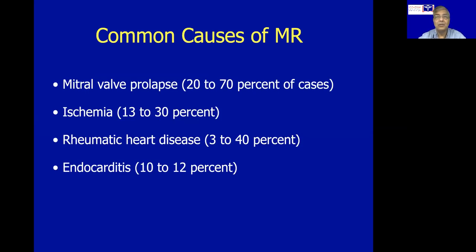What are the common causes? The common causes are mitral valve prolapse, which is seen in 20 to 70% of cases, ischemia in 30% of cases, rheumatic heart disease in 3 to 40% of cases, and endocarditis in 10 to 12% of cases. If you see this wide variation in rheumatic heart disease, this is because it varies from whether you are from the developed world or from the developing world. So the percentages are varying because of that. The developed world has a very low incidence of rheumatic heart disease, and a higher incidence of mitral valve prolapse and ischemia.